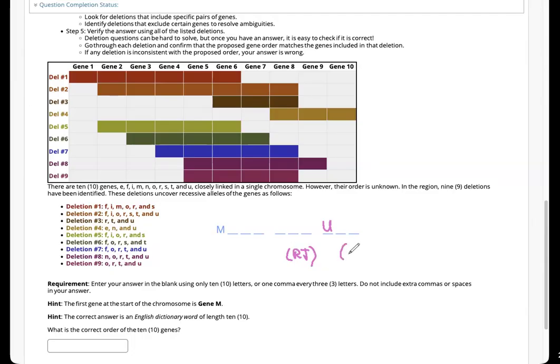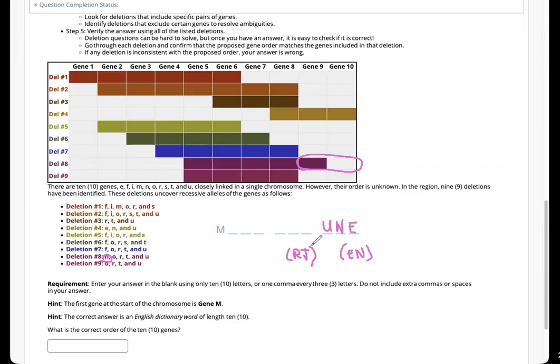So I'll write that as an E and N. If I don't know the order of E and N and their genes 9 and 10, I can look at a deletion that contains one and not the other. Deletion 9 fits that one. Which one does it contain? It contains N. So that tells me that N is there, and then E is the one on the end.